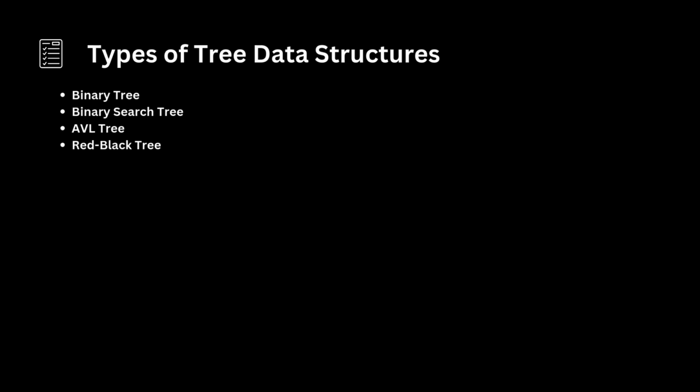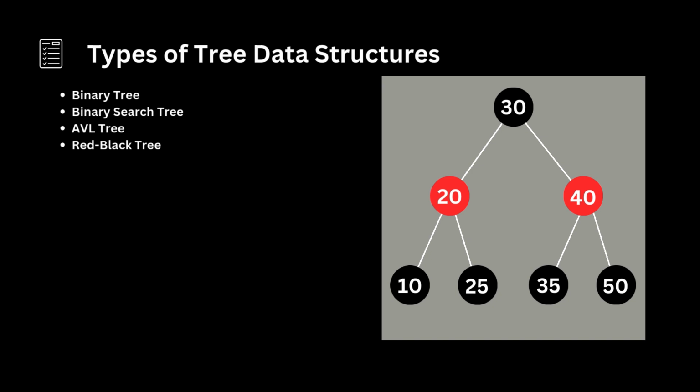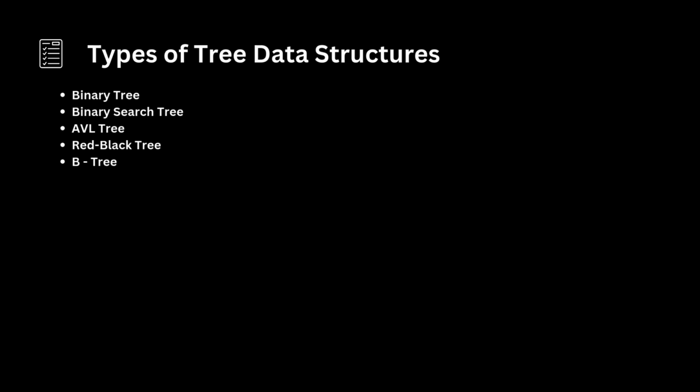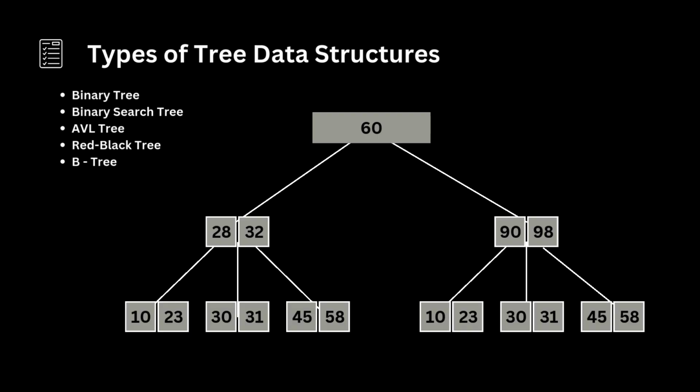Next type is red-black tree. It is a balanced binary search tree where each node has an additional color attribute, either red or black, to ensure the tree remains balanced after insertion and deletion. The tree ensures O(log n) operations for searching, inserting, and deleting. The next type is B tree. It is a self-balancing tree data structure that maintains sorted data and allows searches, sequential access, insertions, and deletions in logarithmic time. Commonly used in databases and file systems.